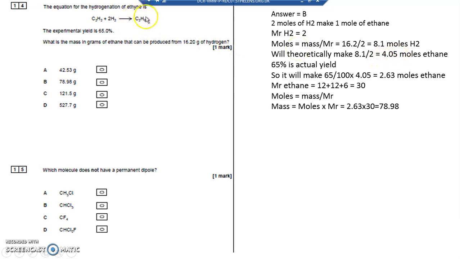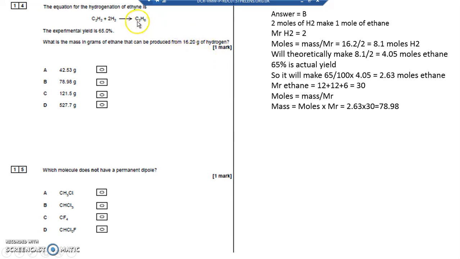I know the number of moles of ethane that I can make in theory. So I should make 4.05 moles of ethane in theory. That's the theoretical yield, but I only make 65%. So 65% of that, 65 divided by 100 multiplied by 4.05, I actually only make 2.63 moles of ethane because I only make 65% of the yield. Now I've got the number of moles of ethane that I actually make.